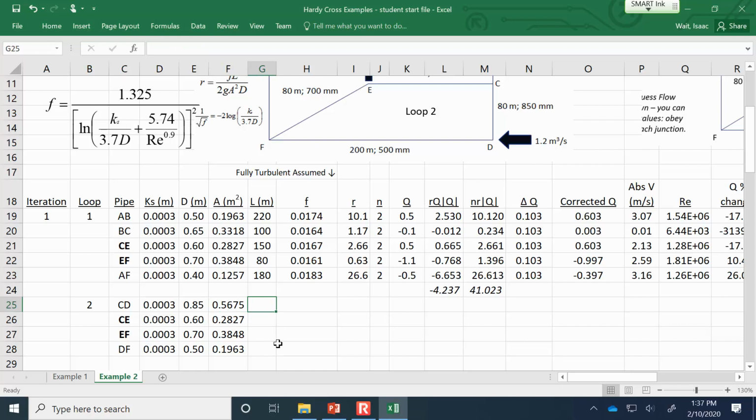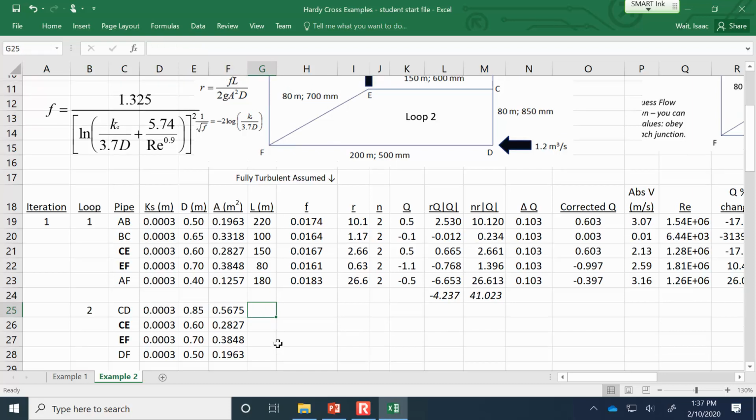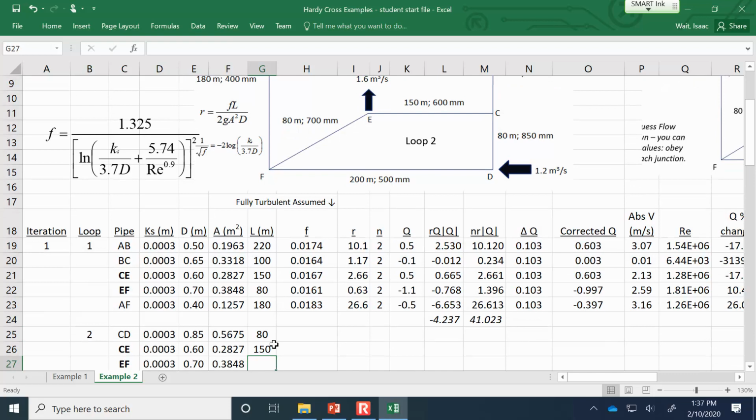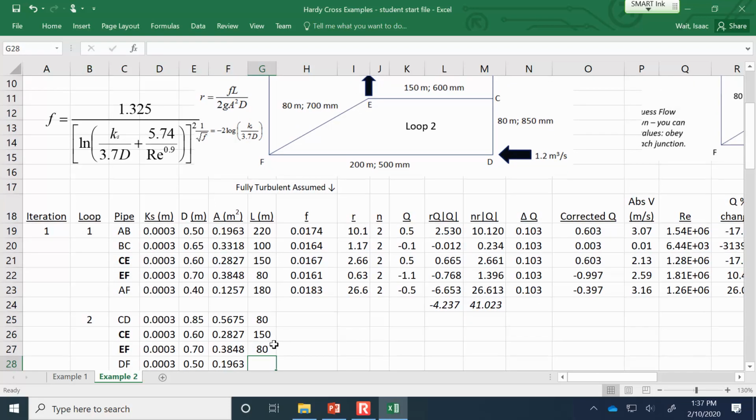All right, now the lengths. Pipe CD is 80 meters long. Pipe CE is 150. Pipe EF is 80 meters. And pipe DF is 200 meters.